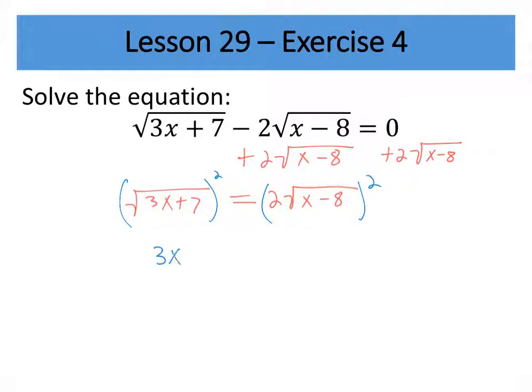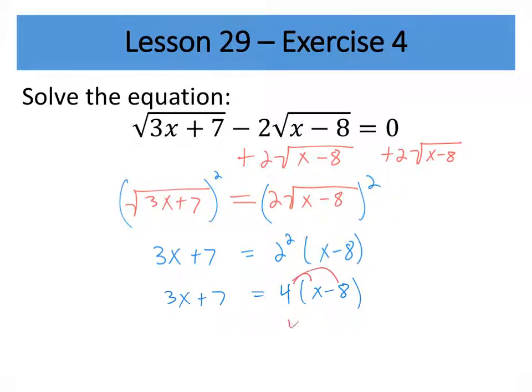So I got 3x plus 7 on this side, and I've got 2 squared times x minus 8. I get the 2 squared from the 2, and then the square root of x minus 8 squared is x minus 8. Okay, so this is 4 times x minus 8, and then 3x plus 7. Try distributing, so 4x minus 32, equals 3x plus 7.